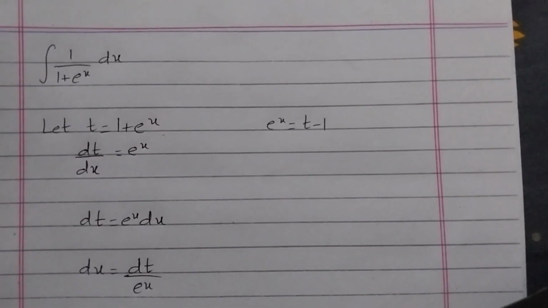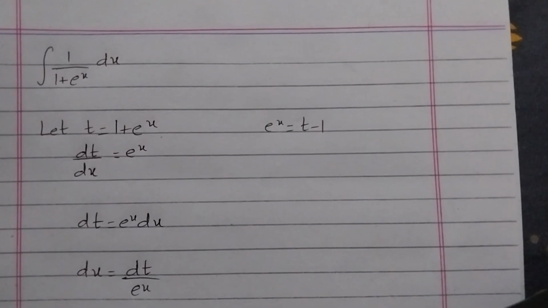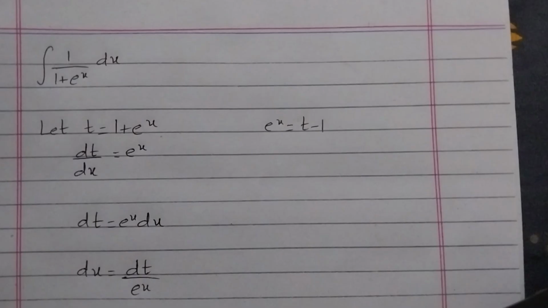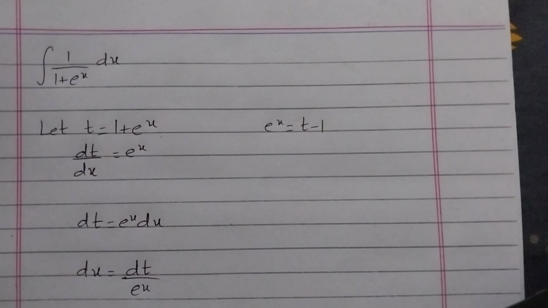Today we are going to integrate the expression 1 over 1 plus e raised to power x with respect to x. So we will use substitution, and basically the problematic thing here is the denominator 1 plus e raised to power x. So we will call this t. So we are letting t is equal to 1 plus e raised to power x.